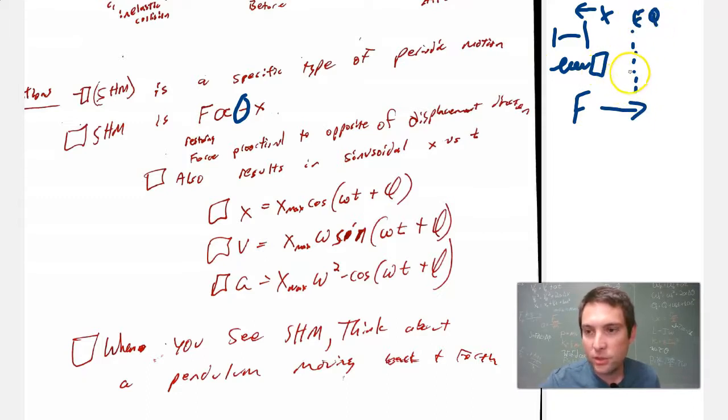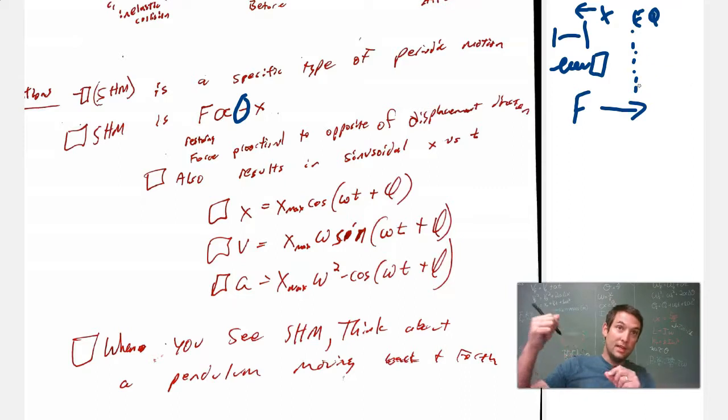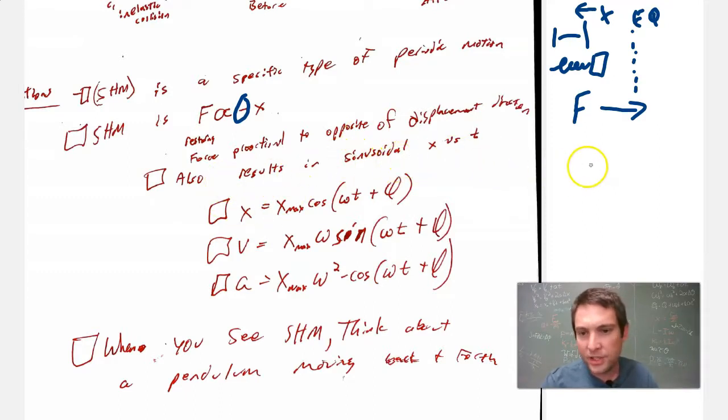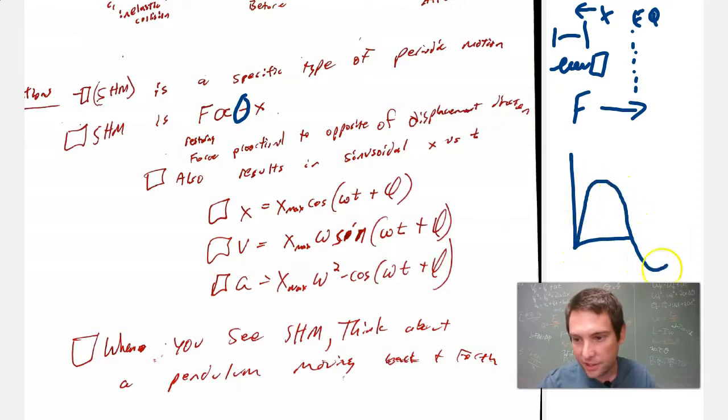Of course, inertia is going to cause it to overshoot its equilibrium point, and then the whole situation is reversed, and the X will be extended to the right, and force will be directed back towards equilibrium. Also, this will result in a sinusoidal position versus time graph. Sinusoidal just means sine-like curve. Looks like that.